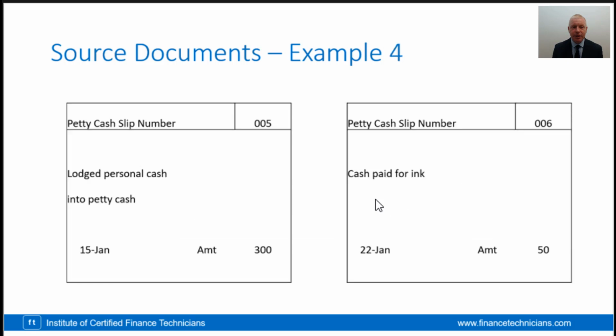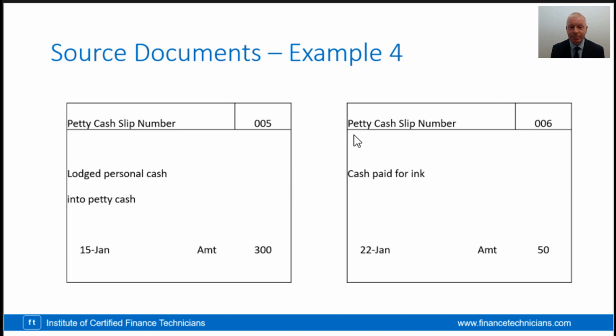The next example we're going to look at is in relation to petty cash. And petty cash is pretty straightforward. It's just transactions of a cash nature for relatively small sums of money. The first document over here, as you can see, petty cash slip number 005, identifies that monies was put in, perhaps by the owner of the business, because it says lodged personal cash into petty cash on the 15th of January, 300. So 300 has been lodged in on the 15th of Jan. So that's just a record of monies going in, because we need to know where the money came from.